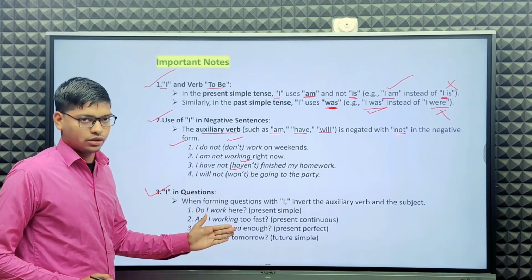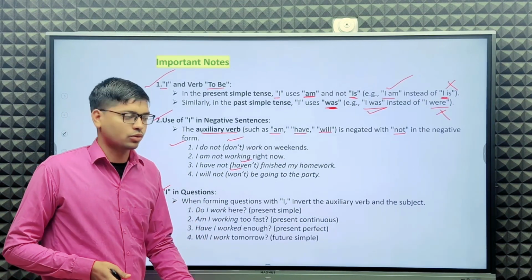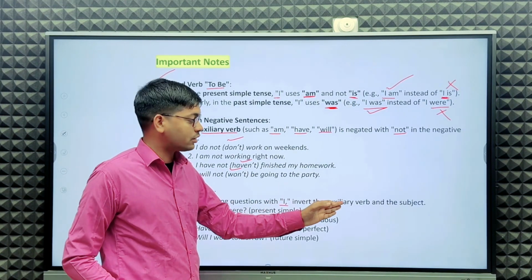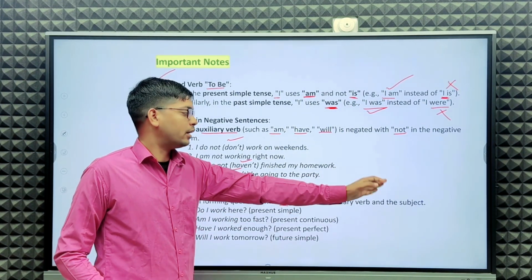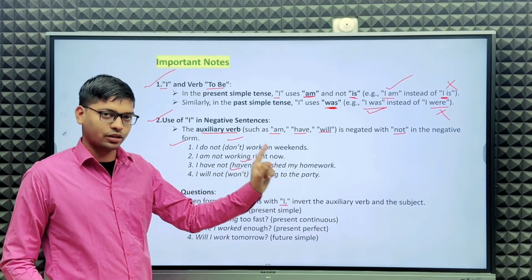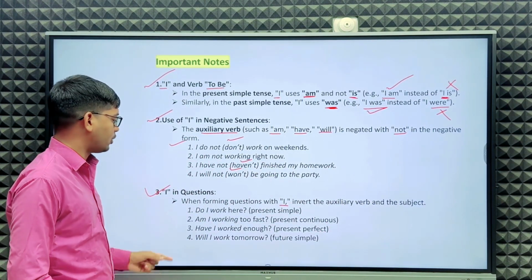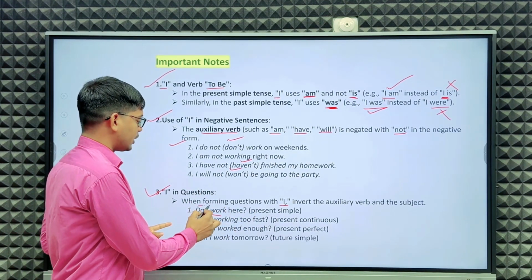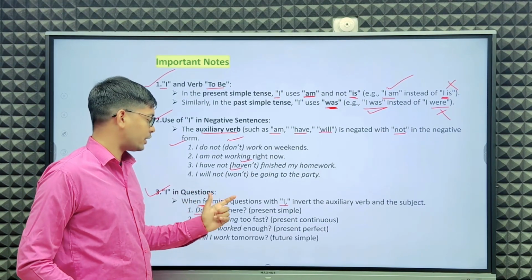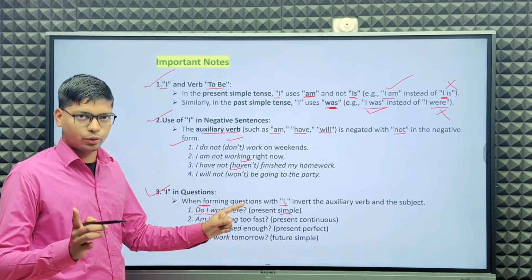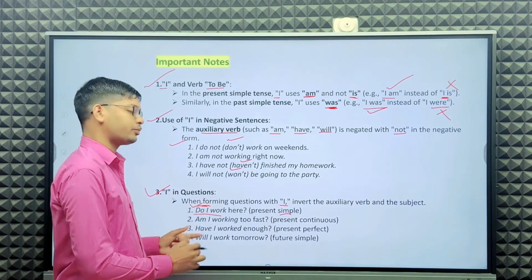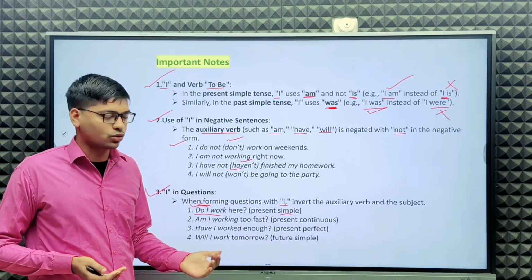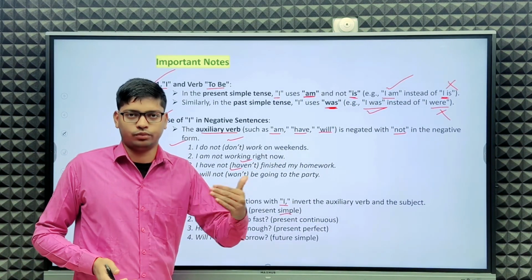Third, I in questions. When forming questions with I, invert the auxiliary verb and the subject. Example: Do I work here? Here the subject and auxiliary verb are inverted. This is the present simple tense, because do is the helping verb of simple present tense in an interrogative sentence.